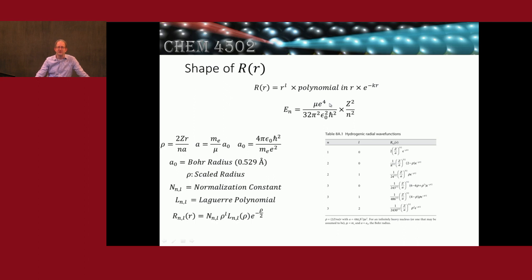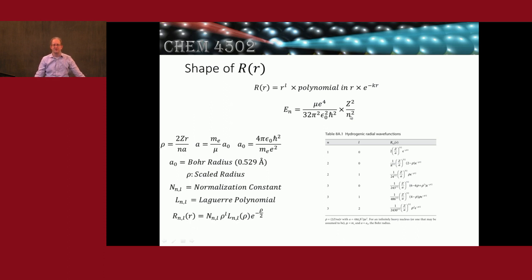And the energy is given by the following. The energy for the hydrogen atom is the reduced mass times the charge of the nucleus to the charge of an electron to the fourth power, divided by 32 pi squared epsilon naught squared h bar squared, times the atomic number squared, divided by the principal quantum number squared. So for any given hydrogen atom, all of this just constitutes one number divided by n squared.